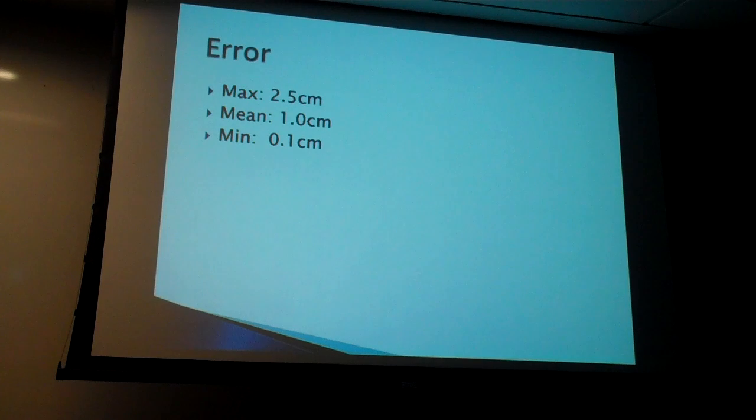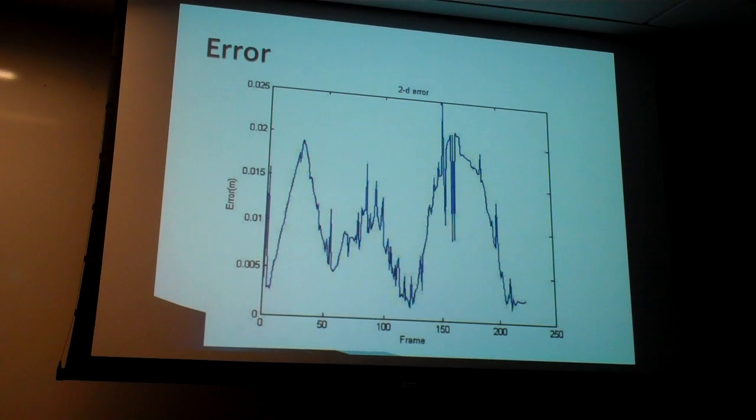So the maximum error was 2.5 centimeters, the average was 1 centimeter, and the minimum was a millimeter. Here it is in graph form. It's two-dimensional error in X and Y, as I've explained. Error versus frame. Each frame the camera took, we calculated a position and got an error estimate for it. You can kind of think of the frame axis as time, because the frame rate was relatively constant. It was a little bit more than 2 frames per second. And that looks to be about 225 frames, which is close to 2 minutes this was running for.